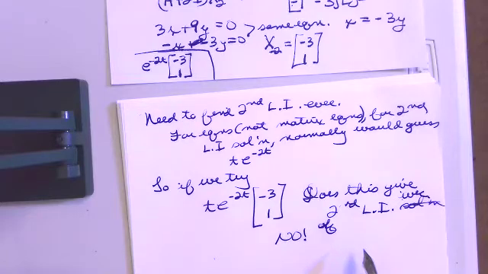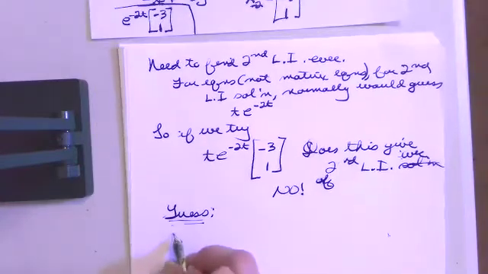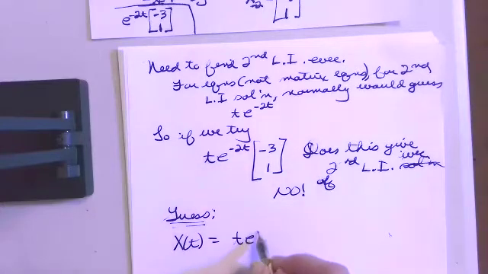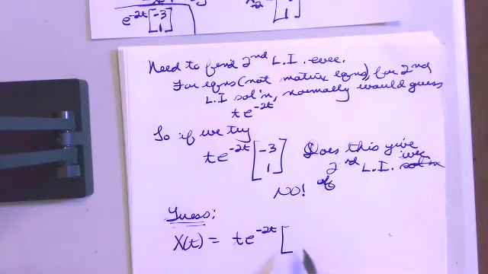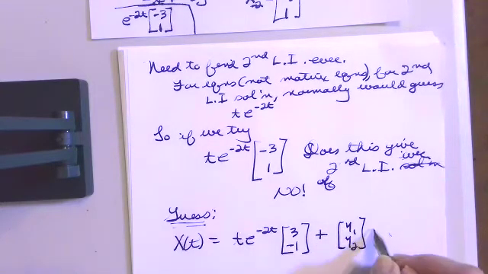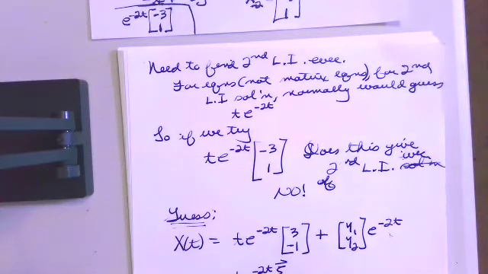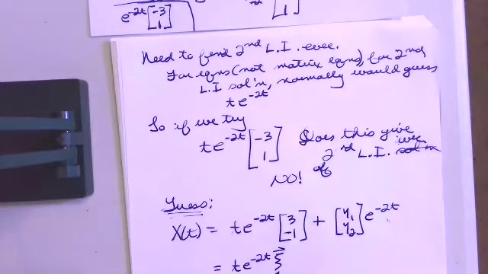What you have to do is guess, and this is just a general rule. You guess what you hoped would work, plus you take another vector, we call it eta, times e to the minus 2t. In other words, we're guessing t e to the minus 2t times c, where c is the eigenvector for lambda equals minus 2, plus eta e to the minus 2t.